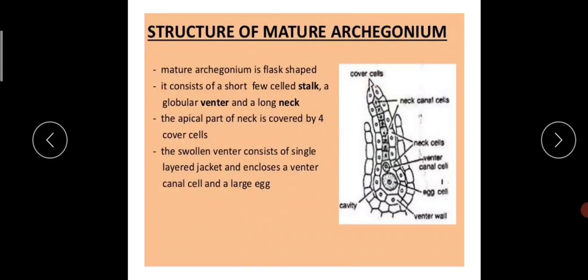So the archegonium is a flask-shaped structure. It has a venter and a neck region. Inside the venter there will be one egg and a venter canal cell, and the neck cavity is filled by around 4 to 8 neck canal cells, and at the tip region there will be 4 cover cells. So this is all about the structure of the archegoniophore and archegonium.